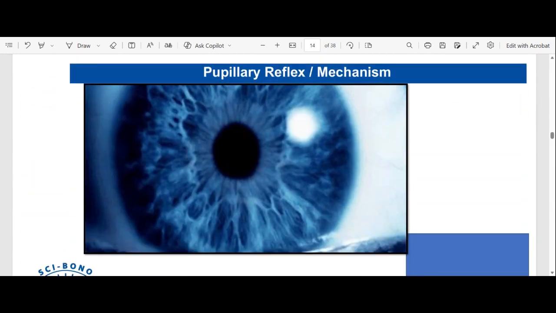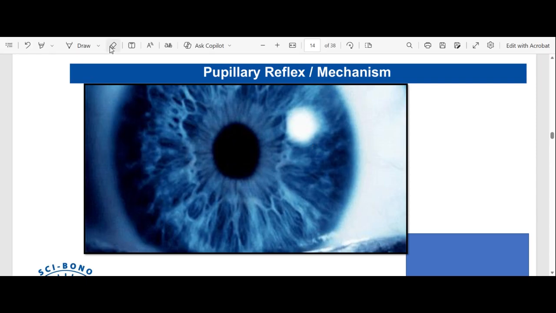Okay, now let's go to pupillary mechanism. We are focusing only on our iris and pupil. Remember, our iris is that pigmented layer in the eye, the layer that gives your eye its color, right? Within the iris, you find two muscles: circular muscles, which are circular in nature, that's why they're called circular muscles, and your radial muscles.